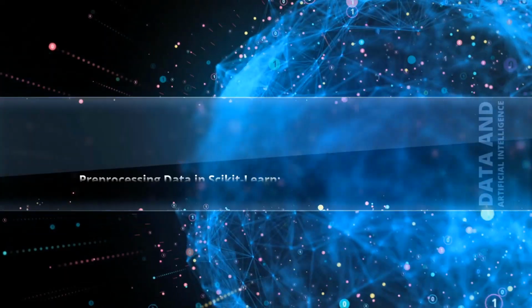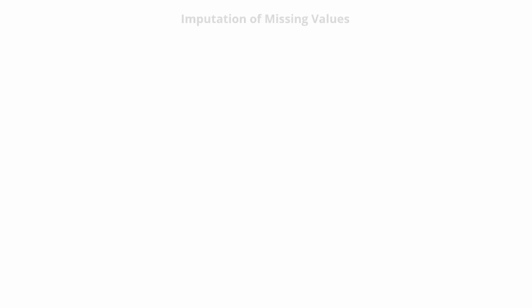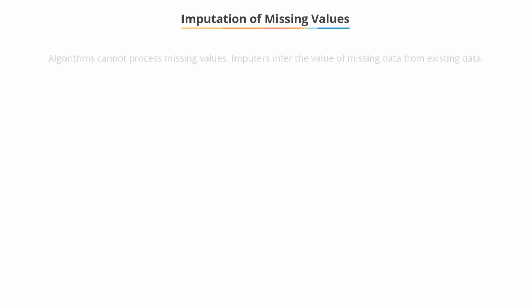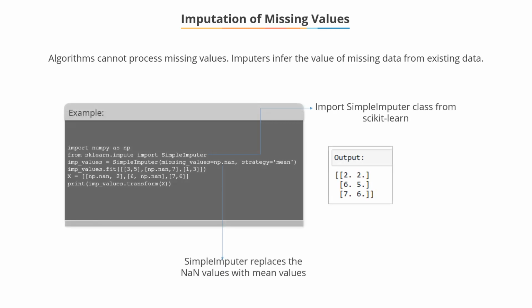Let's now move on to the third part of pre-processing data in Scikit-Learn. Let's start with the imputation of missing values. Missing values cannot be processed by algorithms. However, imputers can be used to handle the missing data in the predictive model dataset. So, in the example given on screen, we import simple imputer, which substitutes the NaN values with mean values.